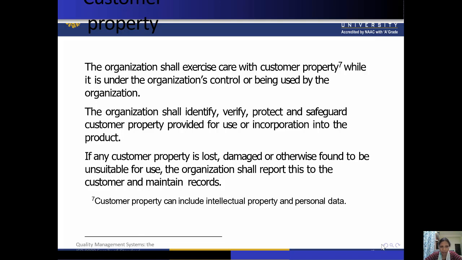If any customer property is lost, damaged or otherwise found to be unsuitable for use, the organization shall report this to the customer and maintain the record. And regarding customer property, I have already explained that the organization should identify, verify, protect and safeguard this customer property, and customer property includes the intellectual property and personal data.